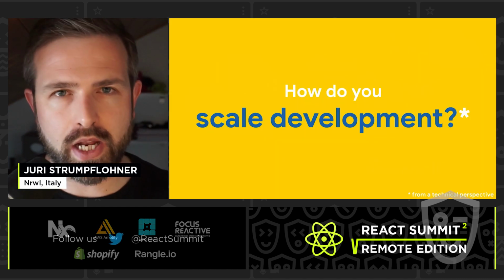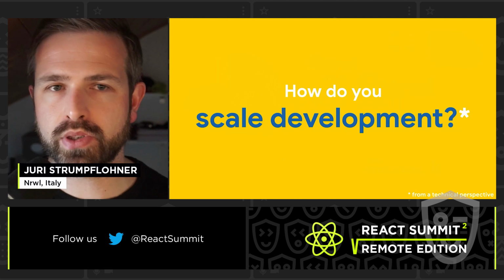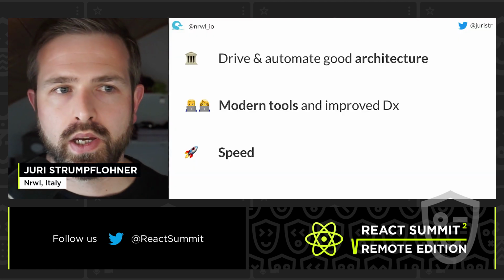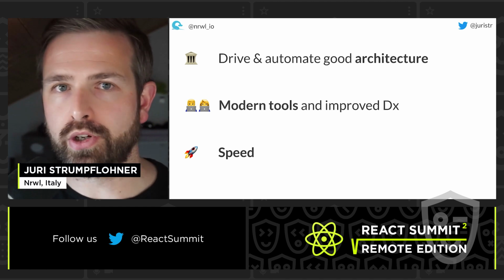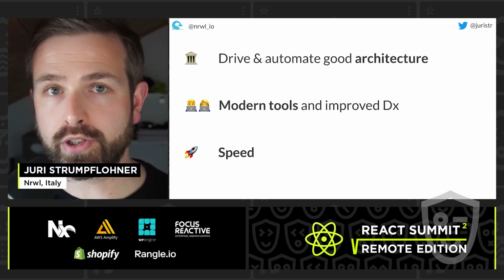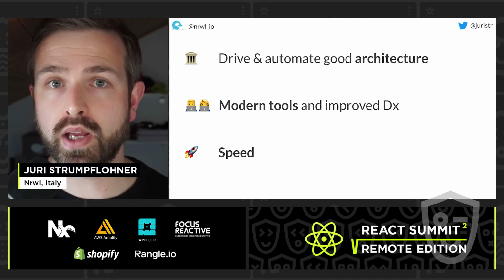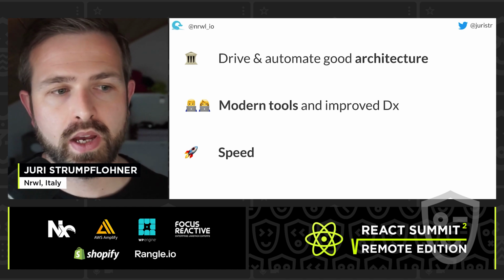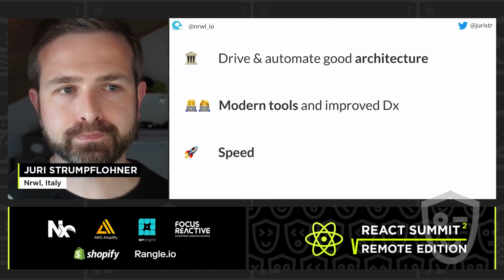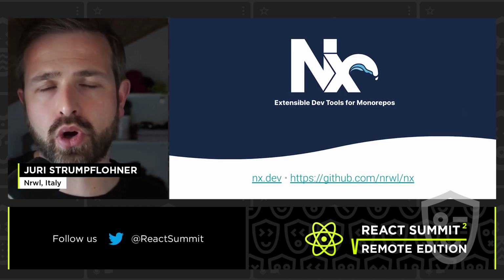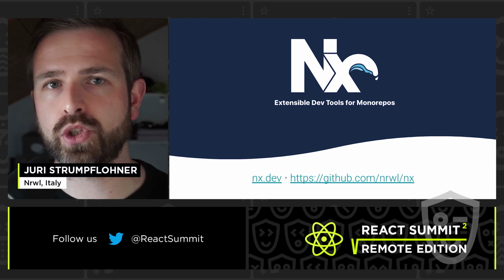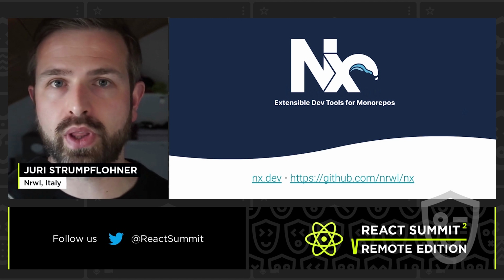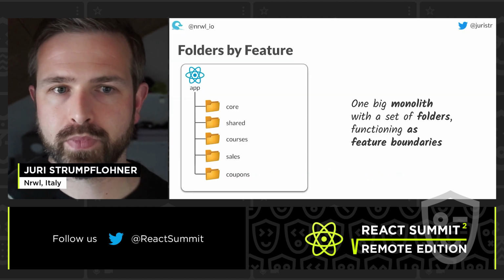So how do we scale development, especially with large teams, and specifically from a technical perspective purely? And so I identified basically those three pillars: drive and automate good architecture, then also have modern tools at hand, because an improved developer experience will make our developers more productive, and finally speed in general. And I would like to talk to you mostly about NX today, which is our open source dev tool designed for monorepos, but it also works without monorepos actually pretty well.